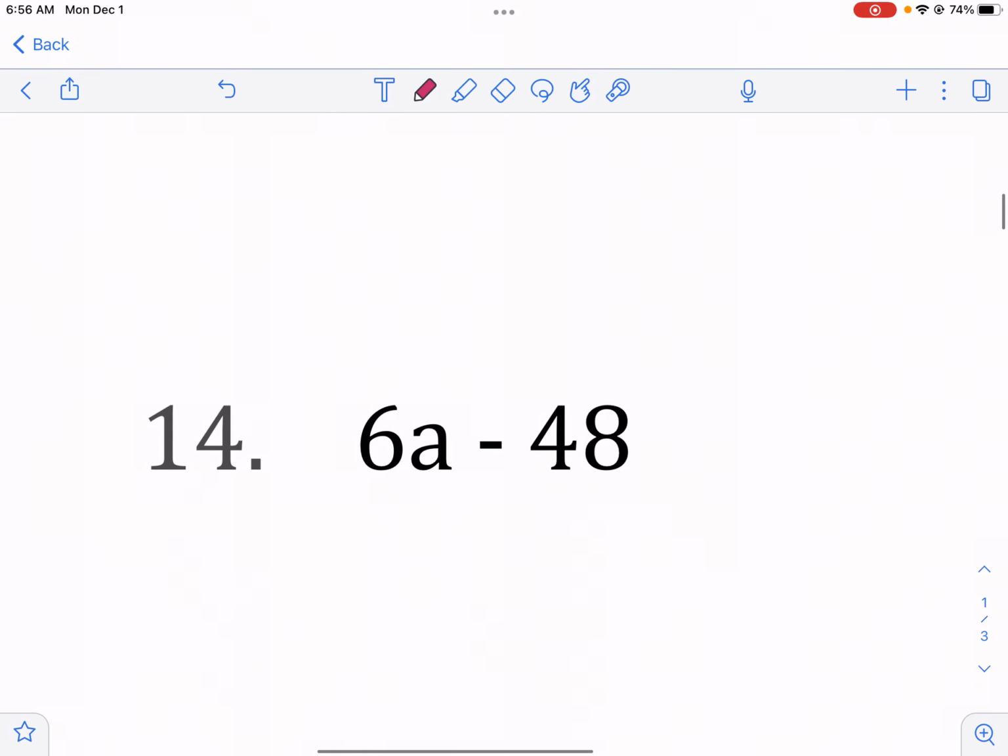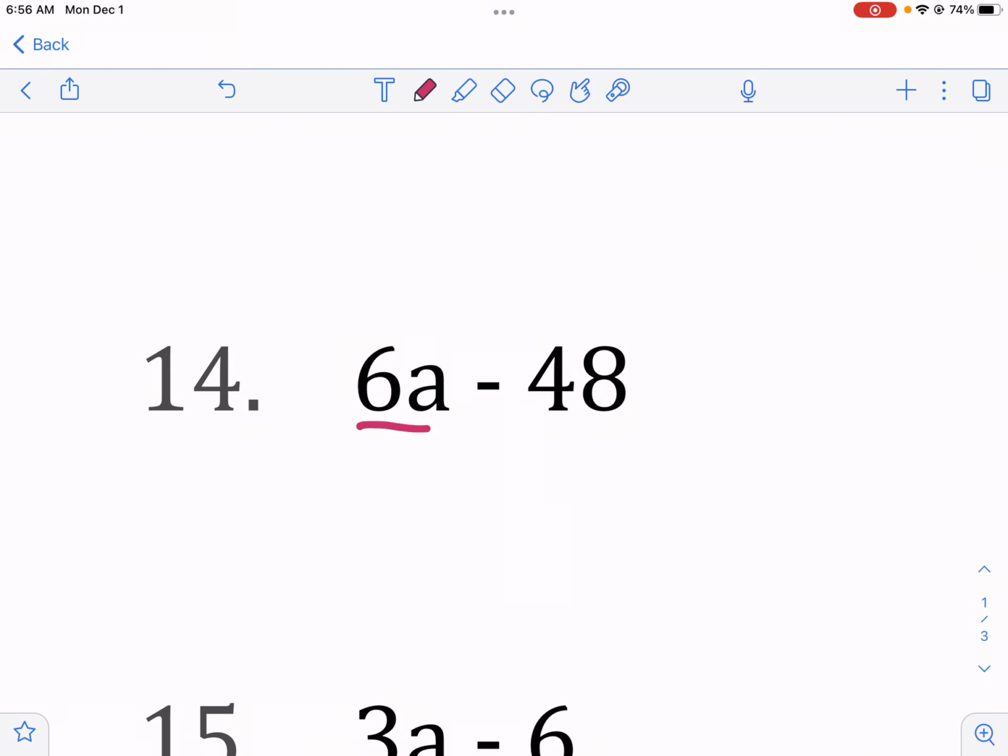Number 14, we'll end on this one. So 6 is a factor of 6 and 48, so I'm going to factor out the 6. 6 times a is going to give me 6a, copy down the minus, and then 8 is going to be my factor of 48 multiplied by 6. That gives me 48, and I'm done. That's all there is to it.